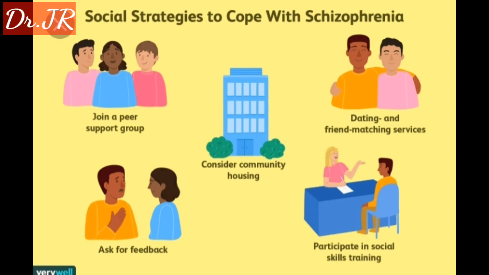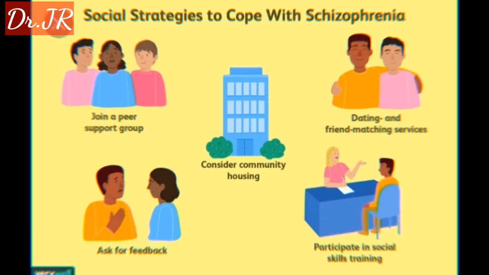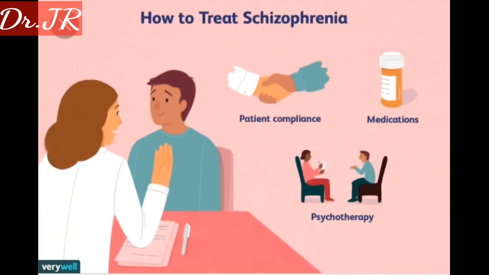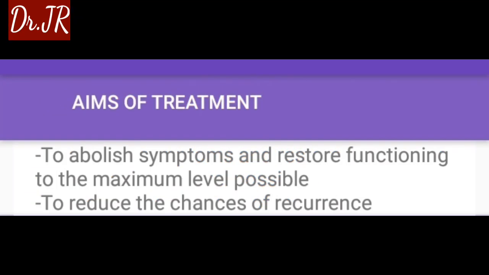Social strategies to cope with schizophrenia: join a peer support group, ask for feedback, consider community housing, dating and friend matching services, participate in social skills training. How to treat schizophrenia? Schizophrenia can be treated by medication, psychotherapy, and patient compliance. Aims of treatment: to abolish symptoms and restore functioning to the maximum level possible, and to reduce the chances of recurrence.